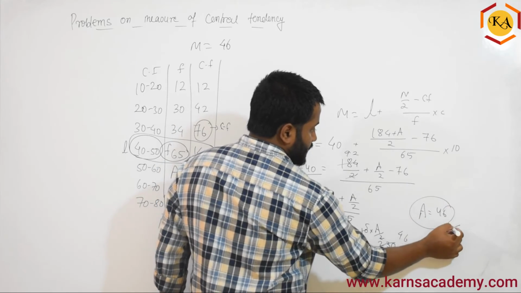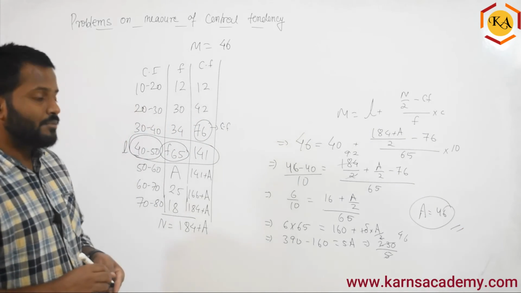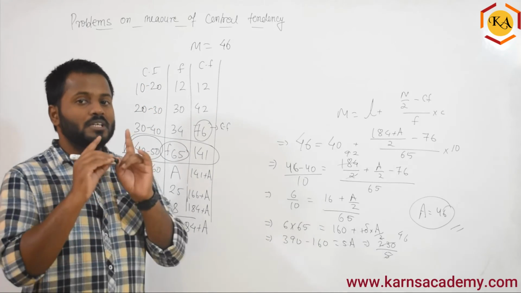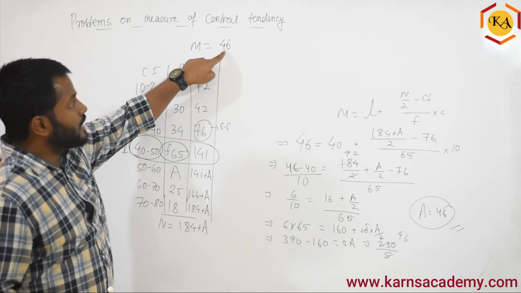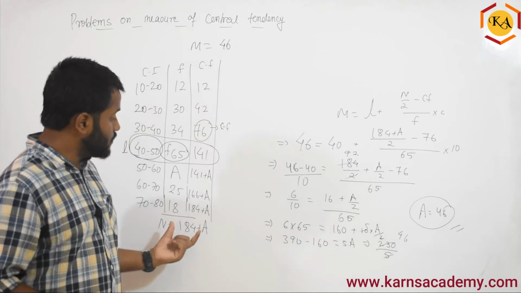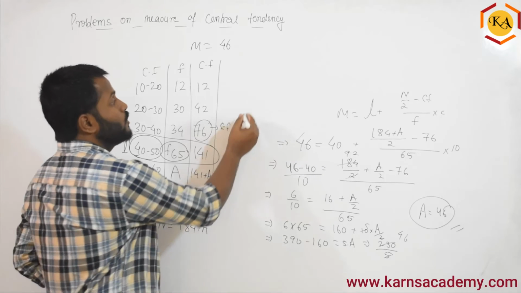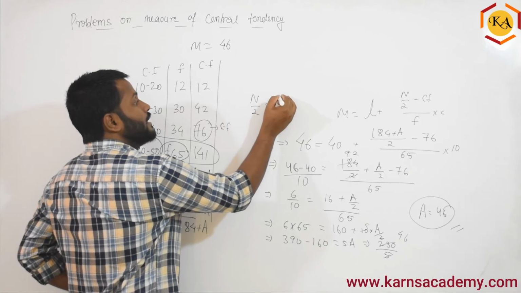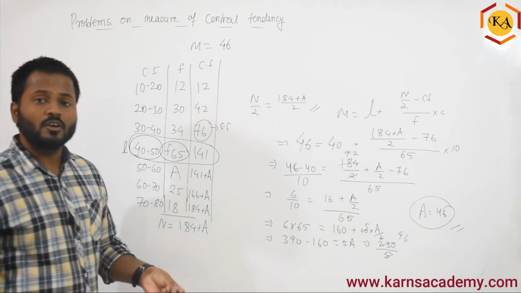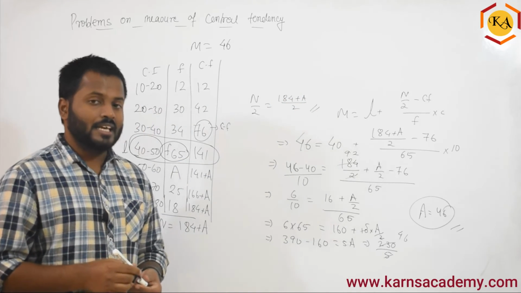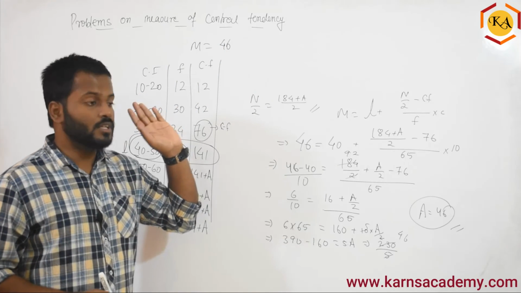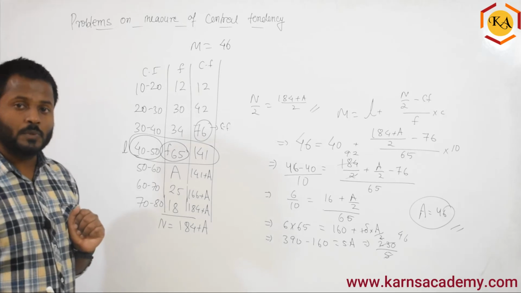46. So when they have given the missing frequency in the median, this is how you will be solving. Only the major part is deciding the class based on this value, because we cannot find n by 2. N by 2 here, what are we getting? We are getting 184 plus a by 2, which is not the exact value. So we are not able to decide which class it belongs to. In that condition, we will take help of this. Right? So I hope you are able to understand this.